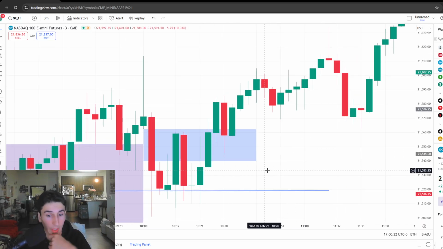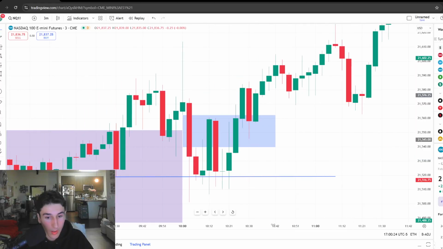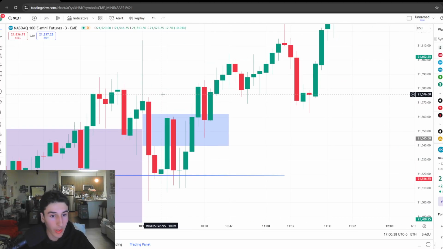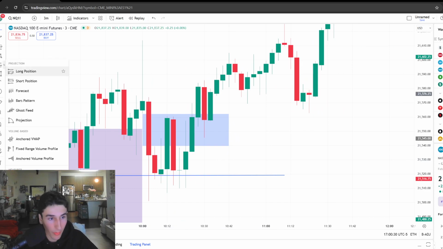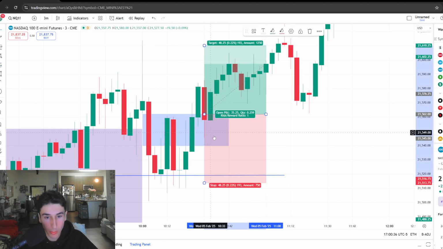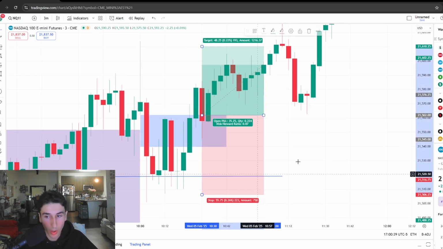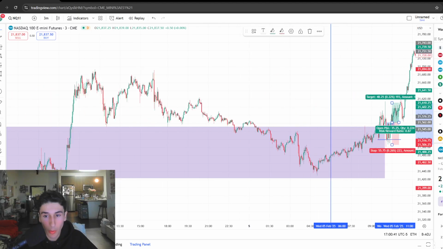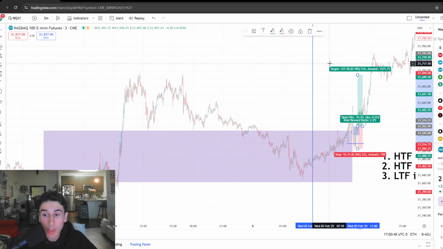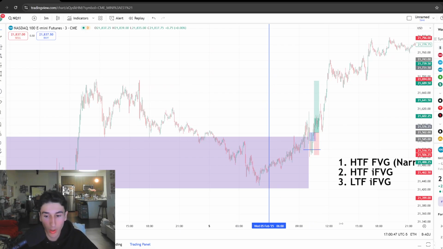But now that we got that, we're pretty much good to go. There's other stuff I'm looking for in an entry, but you can even enter off of this, like this closure right here on the top of the fair value gap. After we get this candle close, boom, set stops below the last swing low. Target those highs that we were looking for from here, and boy, you got a banger trade. There you go. All right.